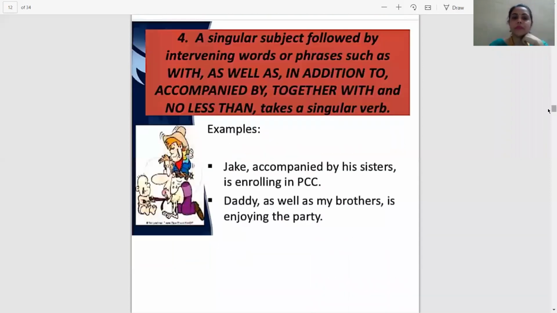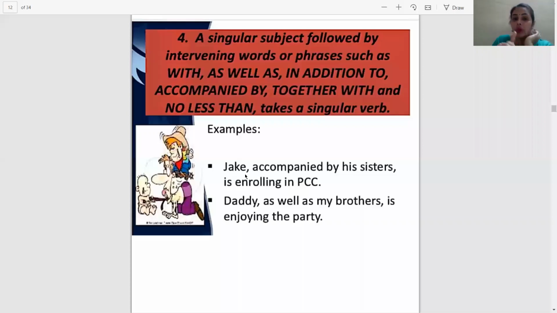Fourth, a singular subject followed by intervening words or phrases such as with, as well as, in addition to, accompanied by, together with, and no less than takes a singular verb. It doesn't matter what is coming in between. We have to focus on the subject. Okay. For example, Jack, accompanied by his sisters, is enrolling in PCC.